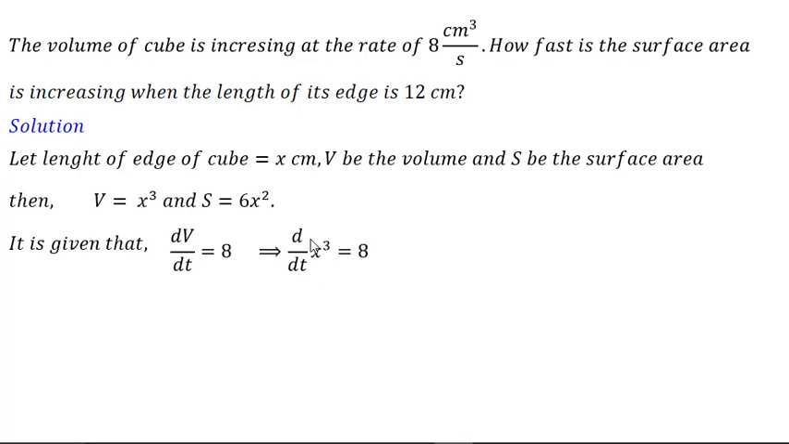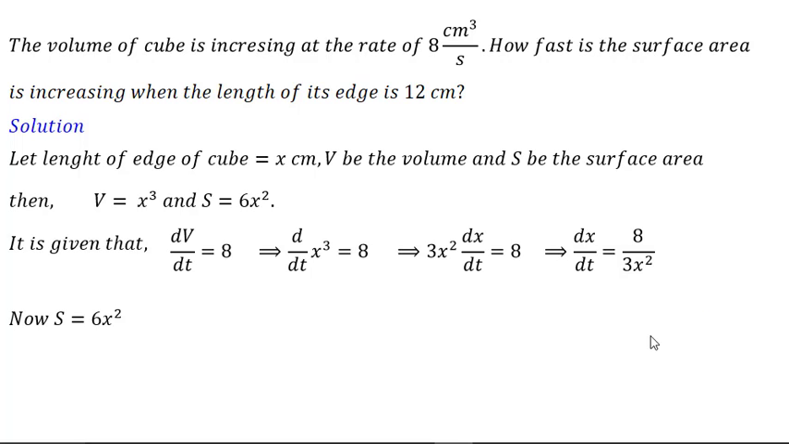So d upon dt of x cube is 8. Now we differentiate this x cube with respect to t. What we will get? We will get 3x square into dx upon dt. Here x is a function of time. As time is changing, the value of x, that is edge length, is also changing. So this is a composite function, right? So its derivative is 3x square into dx upon dt, which is equal to 8, and from this we get dx upon dt value as 8 upon 3x square.